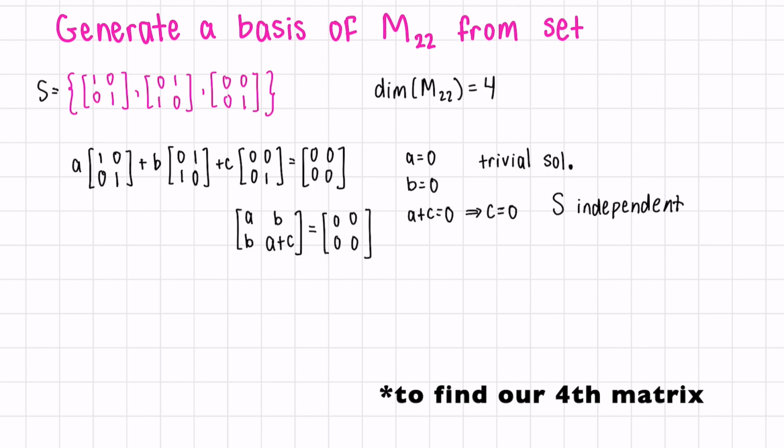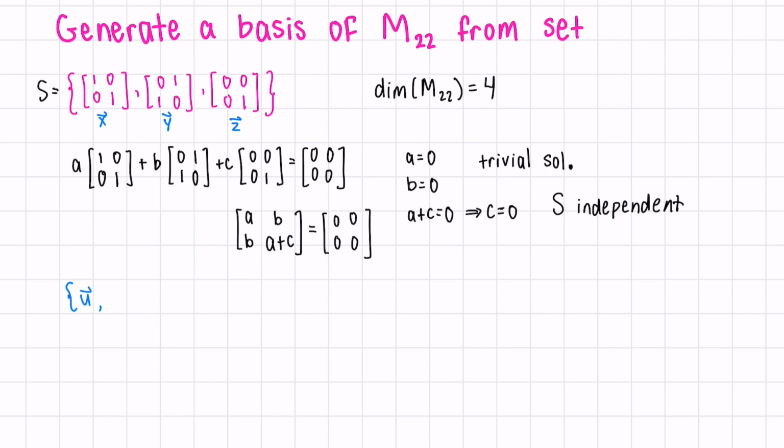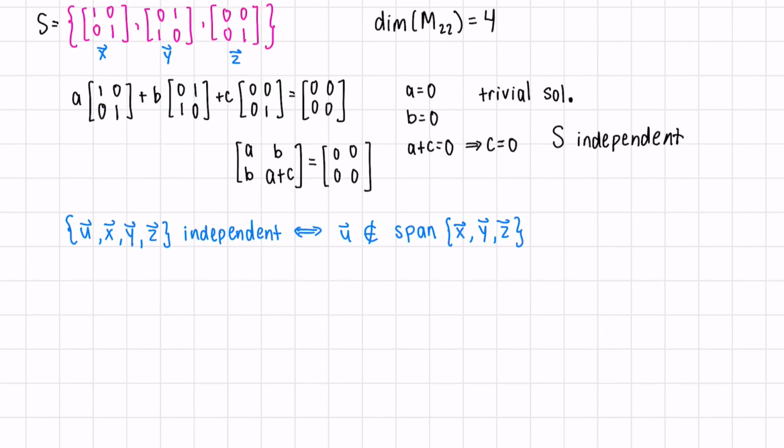One strategy would be to guess matrices, but if you had more difficult numbers, it might not be feasible to do that. So let's try a systematic approach. From the independent lemma, let's call these X, Y, and Z. If we added a new matrix, let's say U, X, Y, and Z, U are independent if and only if our new matrix, U, is not in the span of the first 3 matrices. What does this mean again? U is not a linear combination of X, Y, and Z.